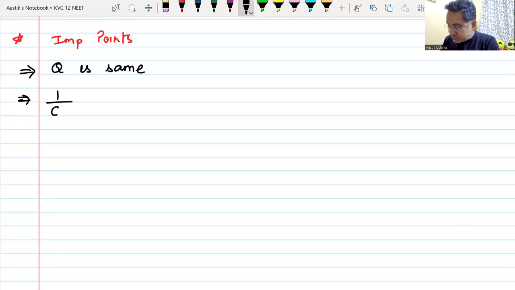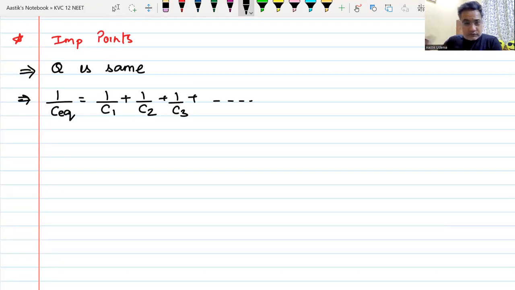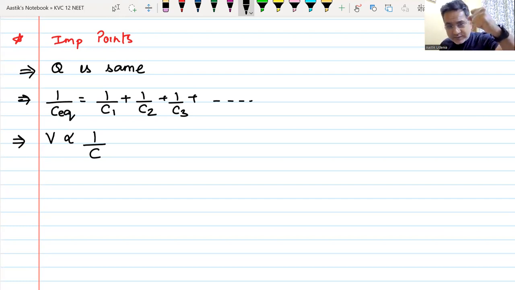Number two point, the equivalent capacitance 1 by C equivalent will be equal to 1 by C1 plus 1 by C2 plus 1 by C3 and so on, if there are more capacitors. Then you must remember that potential difference V is inversely proportional to the capacitance. That means capacitor with more capacitance will have less voltage.